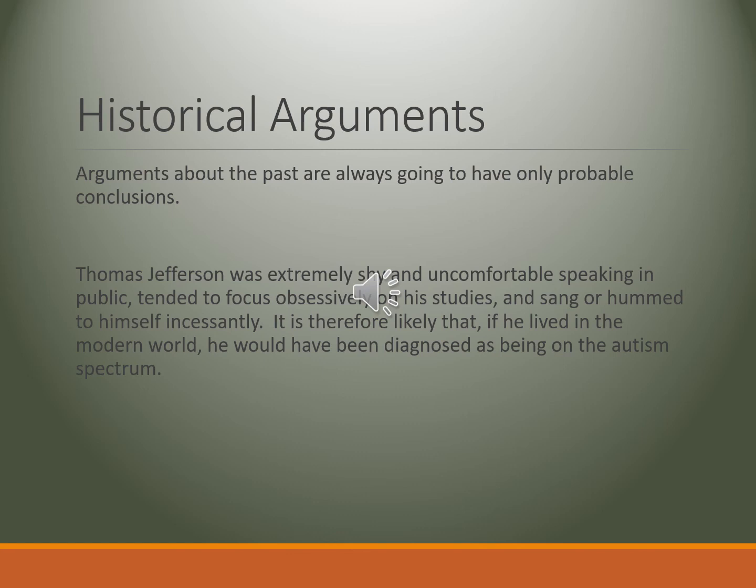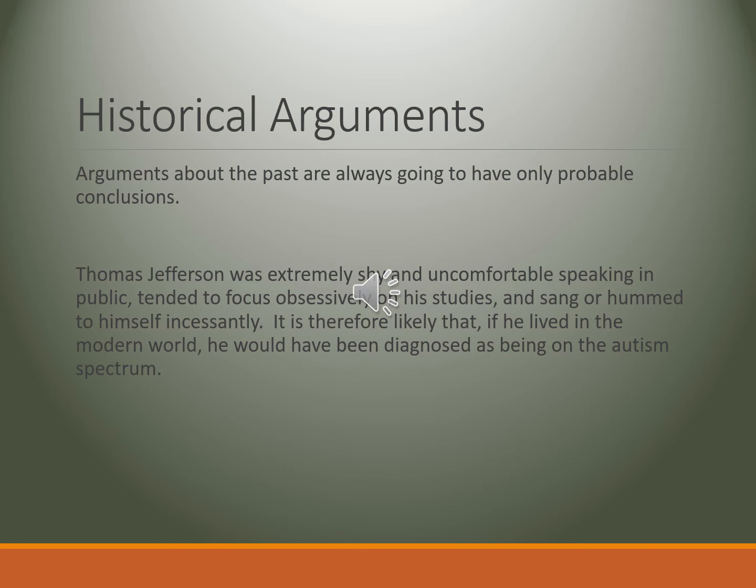Here's an example of a historical argument. Thomas Jefferson was extremely shy and uncomfortable speaking in public, tended to focus obsessively on his studies, and sang or hummed to himself incessantly. It is therefore likely that if he lived in the modern world, he would have been diagnosed as being on the autism spectrum. Now, this is an argument about the personality, the characteristics of a historical figure who lived hundreds of years ago.